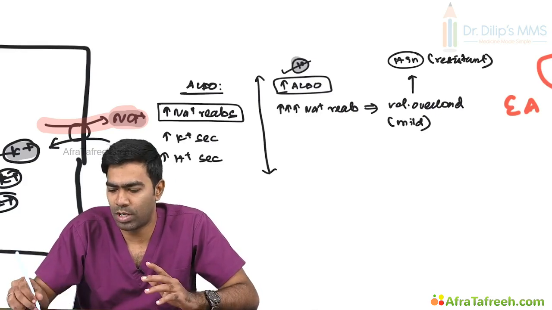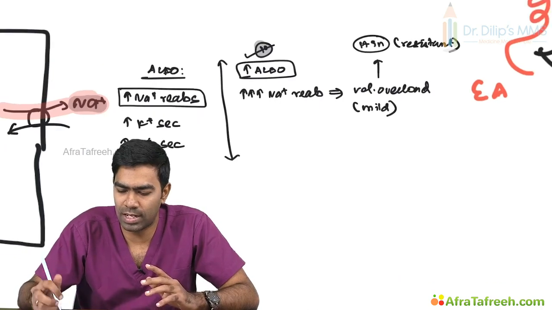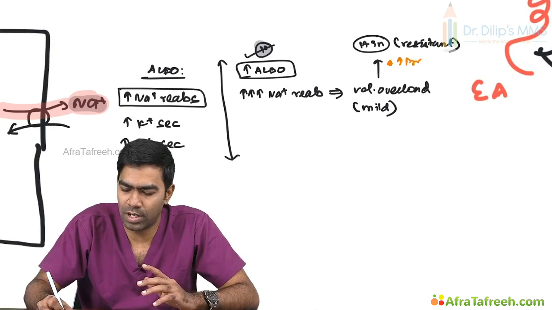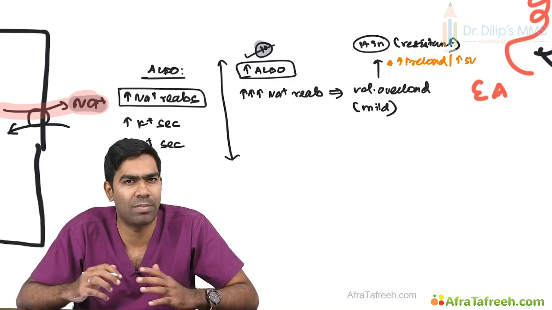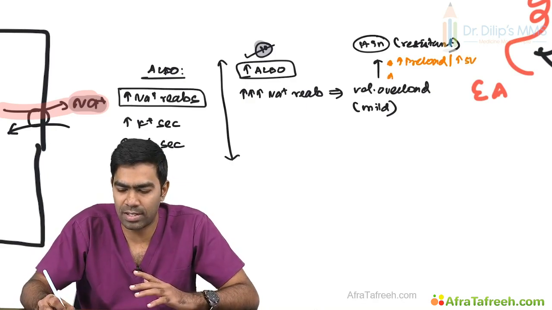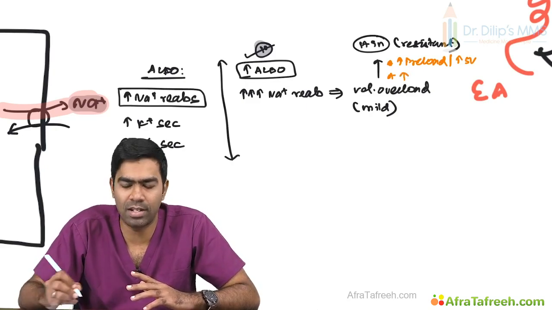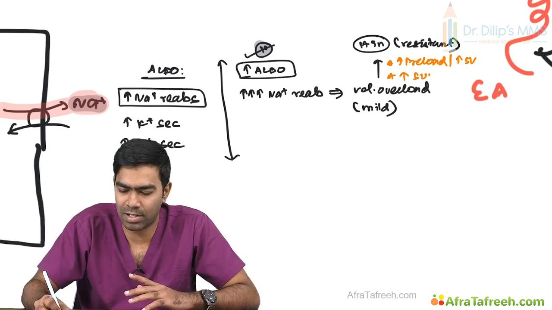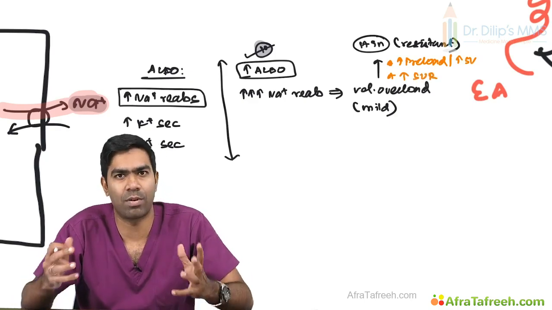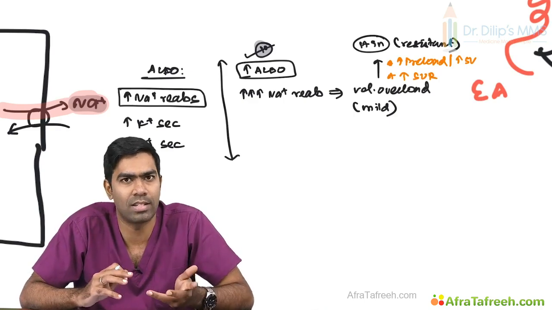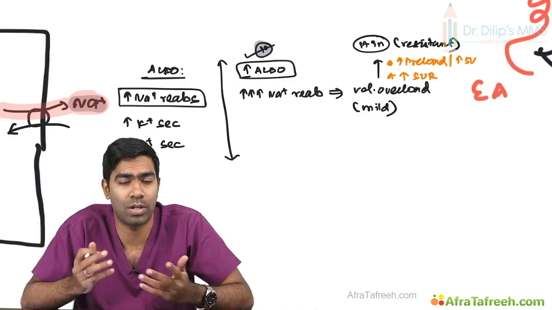So what does volume overload do? Volume overload is going to increase the preload, obviously. Whenever the preload increases, your stroke volume will increase, and that is the reason for developing systolic hypertension. And at the same time, the increased amount of volume circulating in the blood can result in increased systemic vascular resistance, because this is a reactive type of vasoconstriction resulting in increased systemic vascular resistance, and that is the reason why you have increased diastolic blood pressure as well.